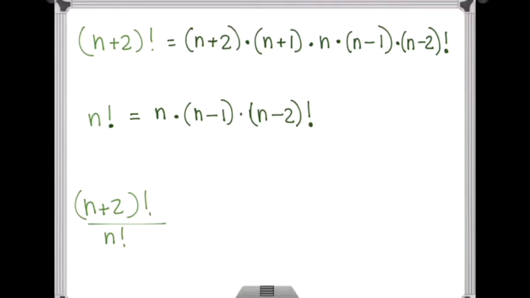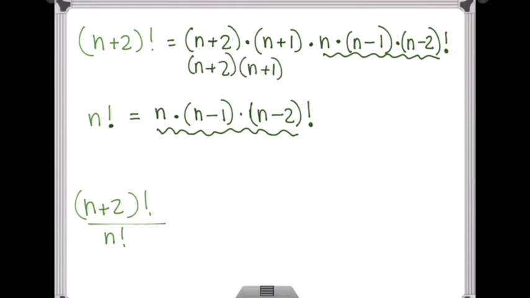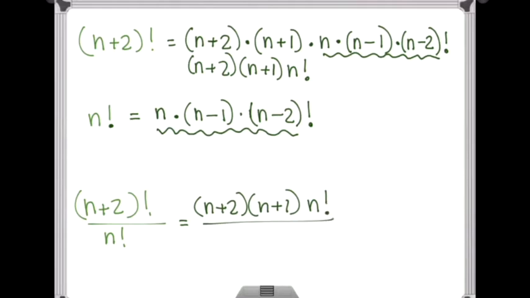Look at what we have here. Again, these underlined expressions are the same. So in place of this squiggled underlined expression up here, I can just replace it with n factorial. That helps me simplify this. So this is the same as n plus 2 times n plus 1 times n factorial over n factorial. And then the n factorials just cancel. Super fun.